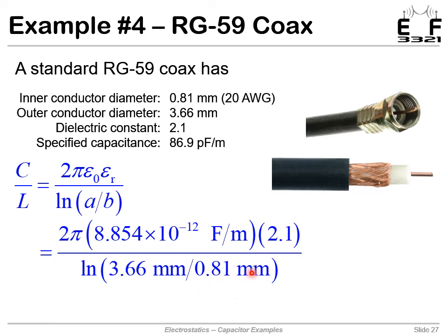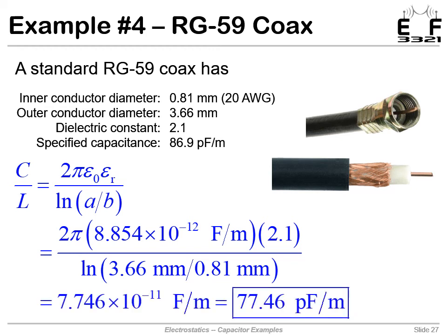Now here's a trick. We're dividing A by B. So as long as A and B have the same units, it actually does not matter what units they are. So there's no need to convert everything to meters or something. Just make sure they have the same unit, and when we divide them, the units disappear. So we run the numbers, and we get 77 picofarads per meter. So the actual specified distributed capacitance is 87, and we got 77. So we're off a little bit.